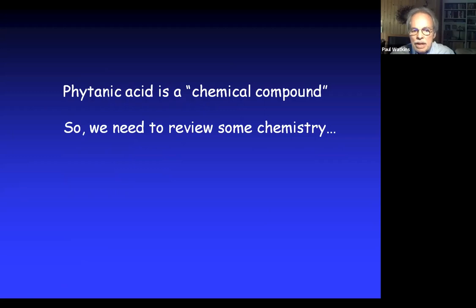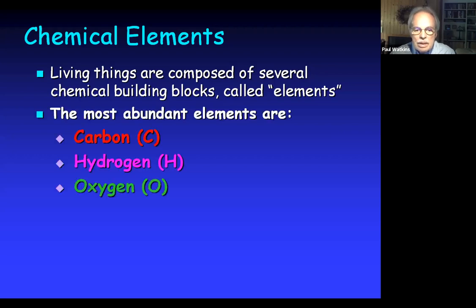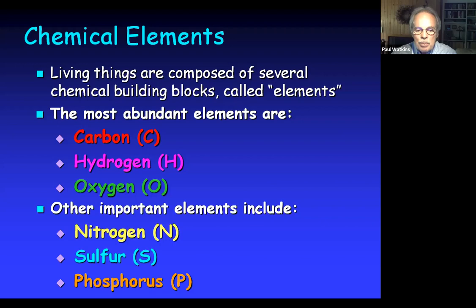Phytanic acid is a chemical compound, so we need to review a little bit of chemistry. Living things are composed of several chemical building blocks called elements. The most abundant elements in nature are carbon, hydrogen, and oxygen. And also important for living things are nitrogen, sulfur, and phosphorus. These elements are shown with their chemical symbol, C for carbon, H for hydrogen, O for oxygen, and so on.